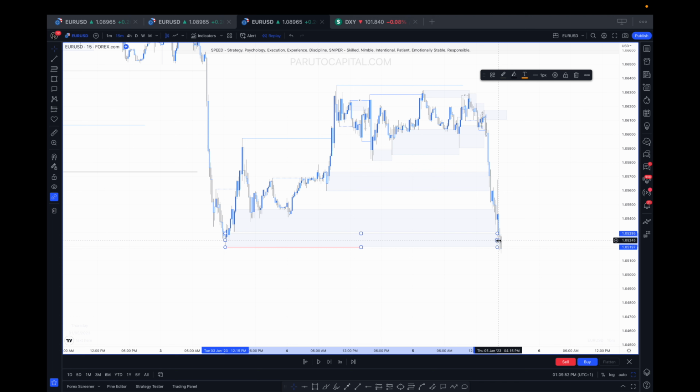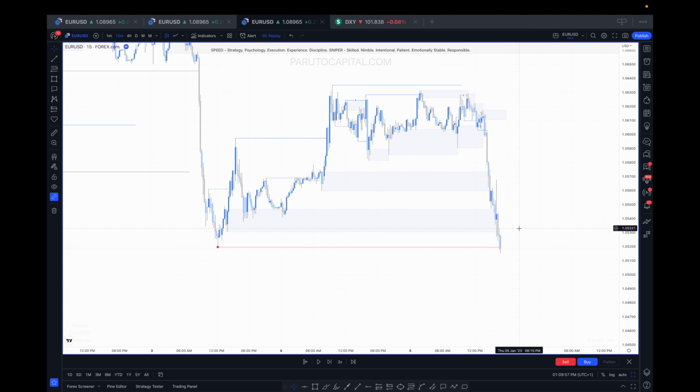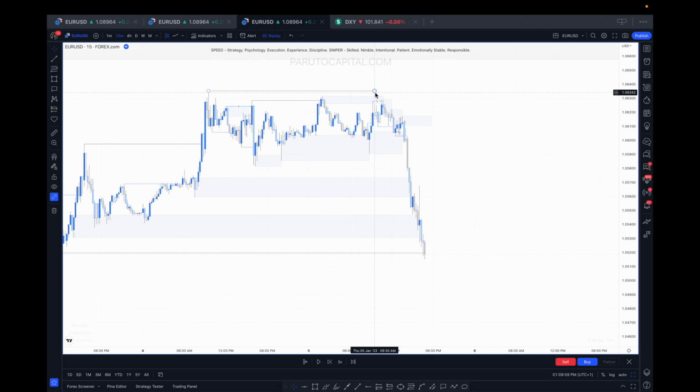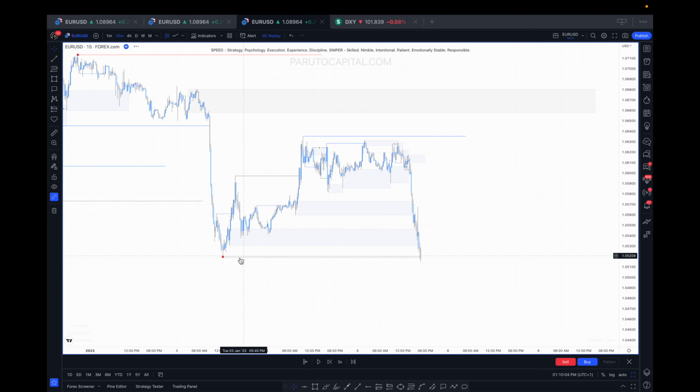Price has taken out our swing. Let me just take out this. And now we know the price is now officially bearish. Okay, so this is now our swing high, right? So this low has now been taken out. So this becomes our swing high, and we know the price is now officially bearish.